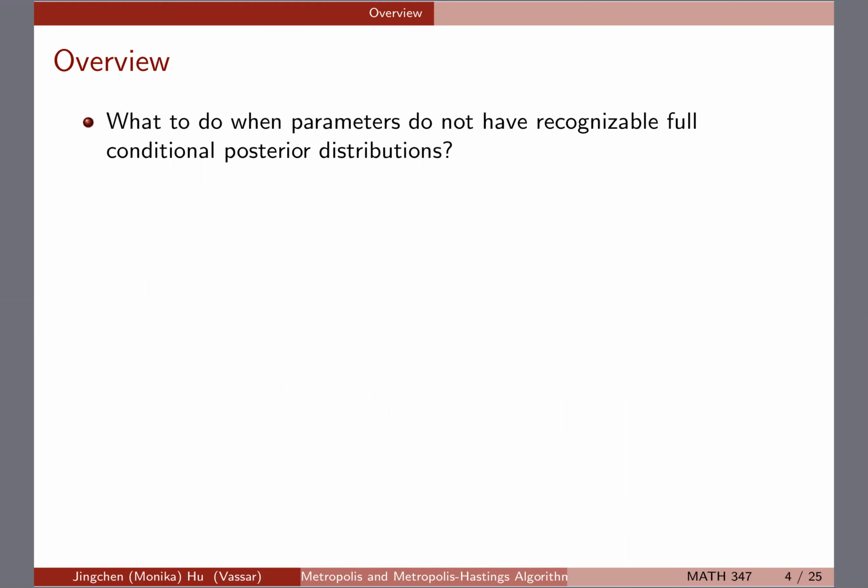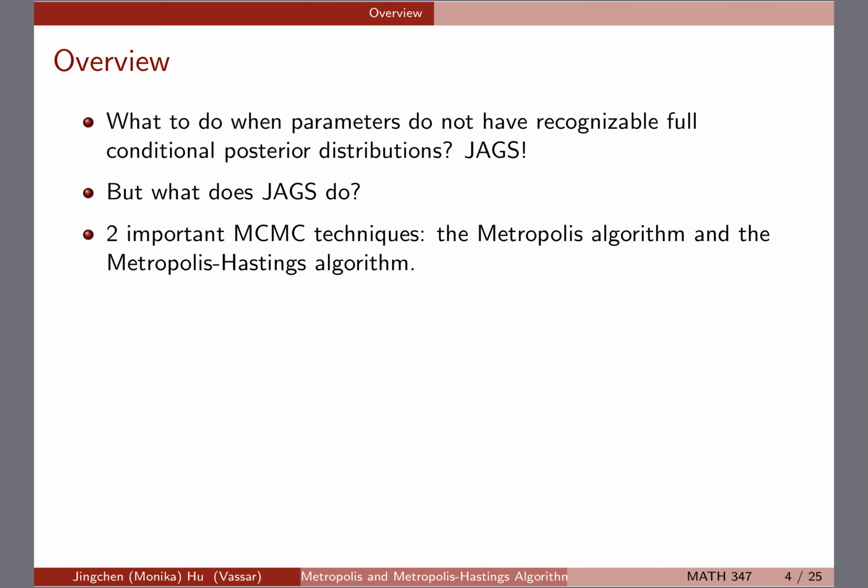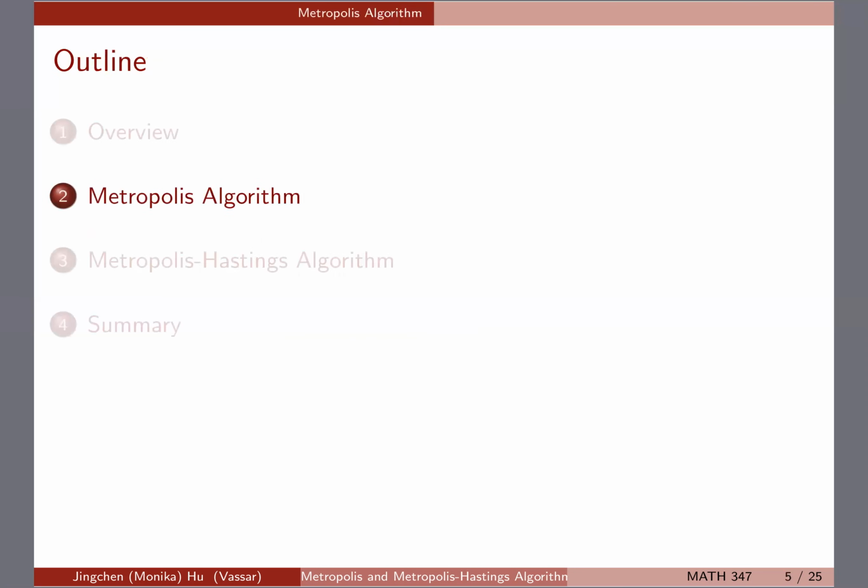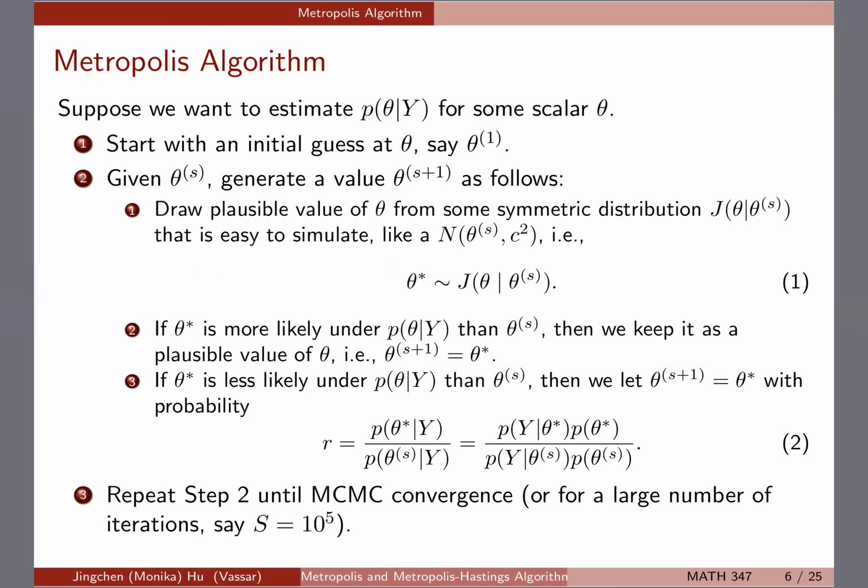But what exactly is being done within JAX? I just want to talk about two important MCMC sampling techniques that are useful when you do not have a recognizable full posterior conditional distribution. The first one is Metropolis. The other one is Metropolis-Hastings. So for the Metropolis, the general algorithm is like this.